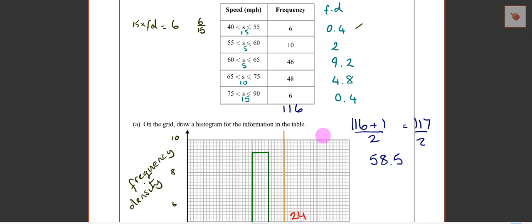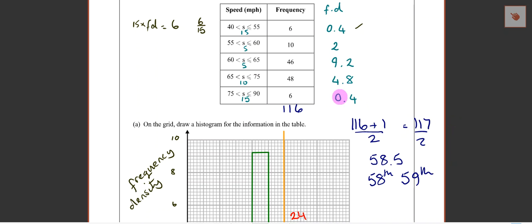It's the frequency, yeah? So we are looking for the 58th and the 59th numbers, and we will go in the middle of those two. Now, because we've got grouped data, we don't actually know what the 58th and 59th numbers are, but we do know which group they're in.